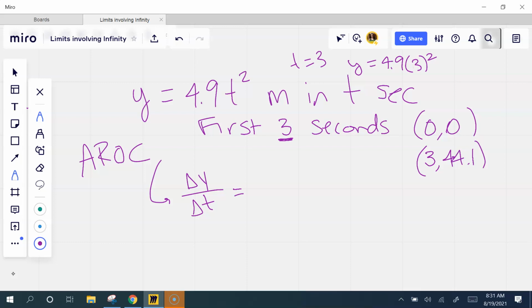All right, 44.1 minus 0 over 3 minus 0. Right? The top unit is meters, the bottom unit is seconds. So what's 44.1 divided by 3? 14.7. Make sure you include units. That's another point you'll lose again.